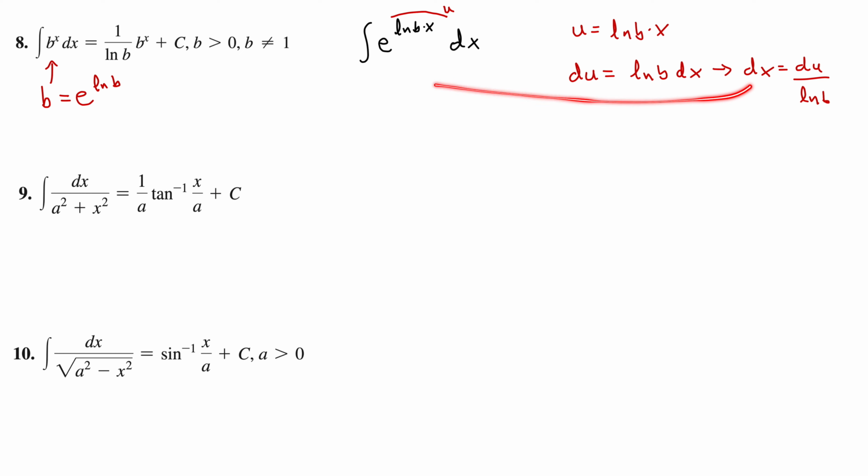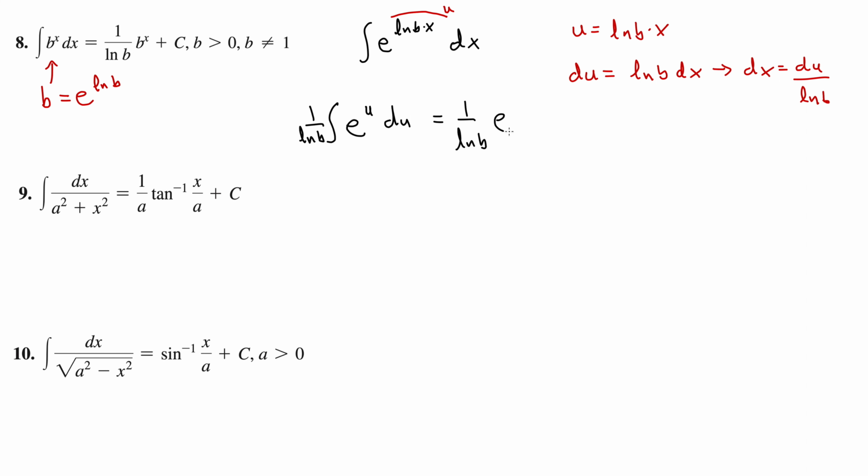Subbing this dx in all the way up here, right into the dx there, gives the integral of e to the, also subbing in for u, e to the u du, and then we have over natural log b, which I will bring out to the front here, natural log b, because that's a constant. But we know that the integral of e to the u du is simply e to the u again, so this gives 1 over natural log b, e to the u plus c.